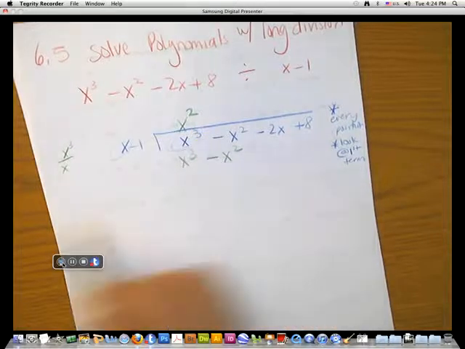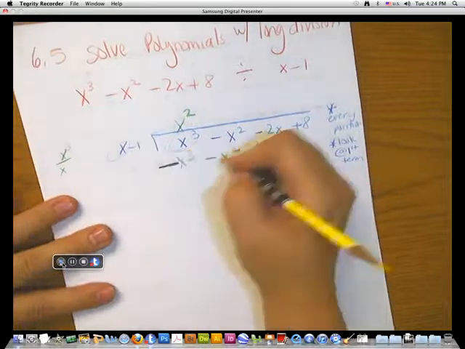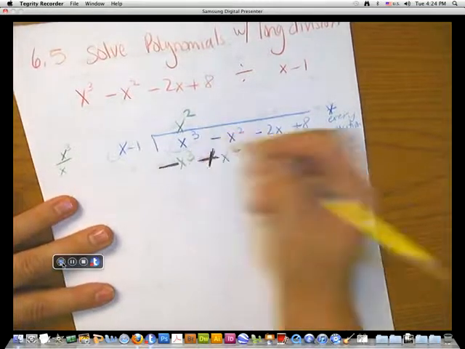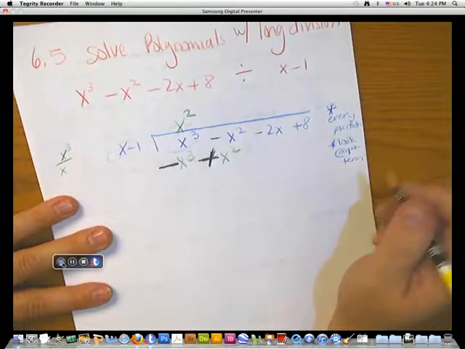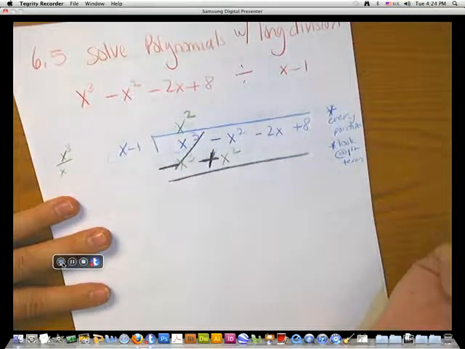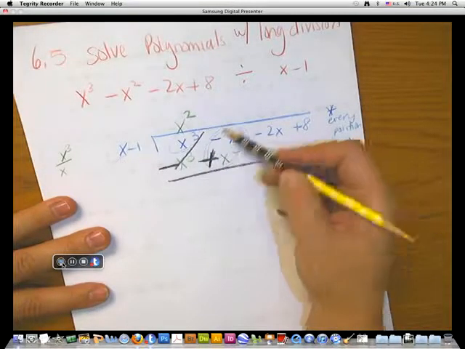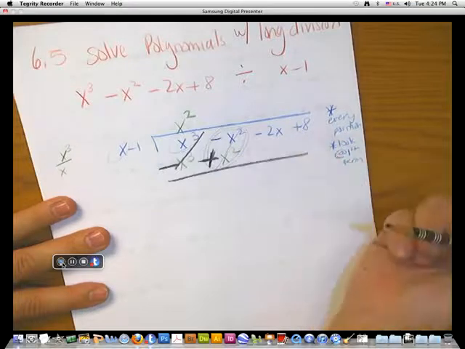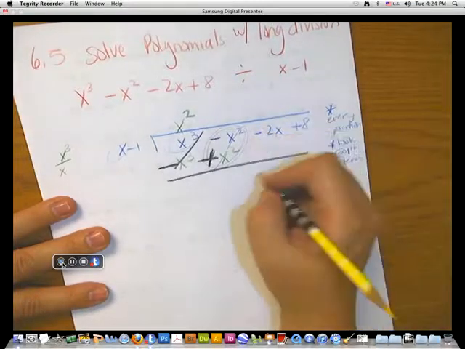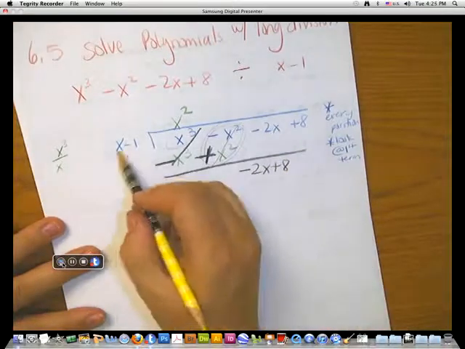And then I subtract. Now when I subtract, I need to make sure that I subtract all pieces. And what that means is that I switch my signs. The first one goes away. It always goes away. If it doesn't go away, you did something wrong. It has to disappear. Now the second one is just coincidence that they cancel out. Everything else comes down.